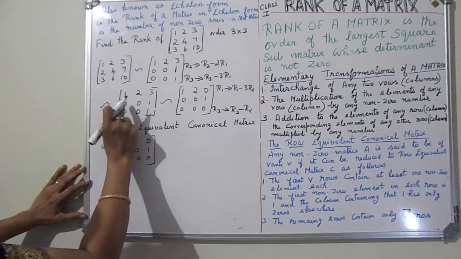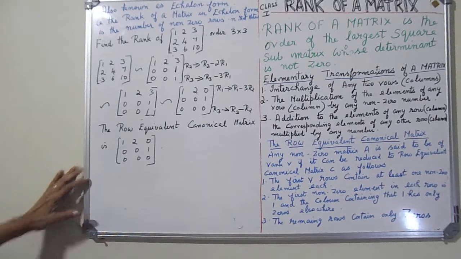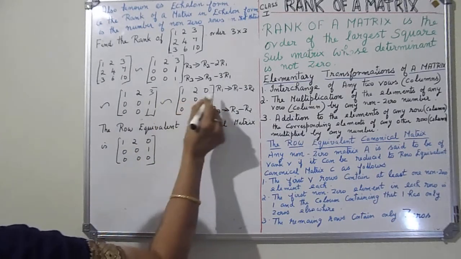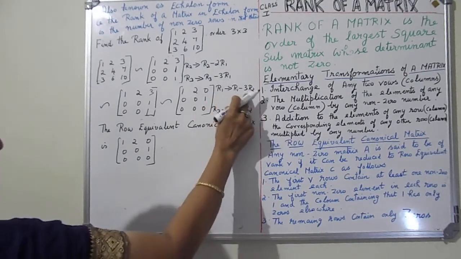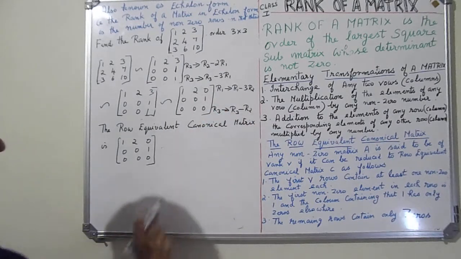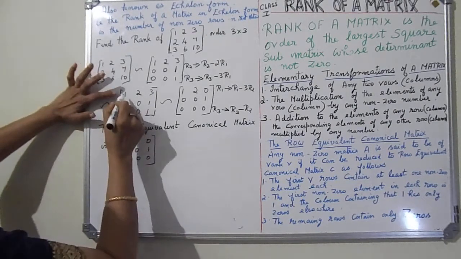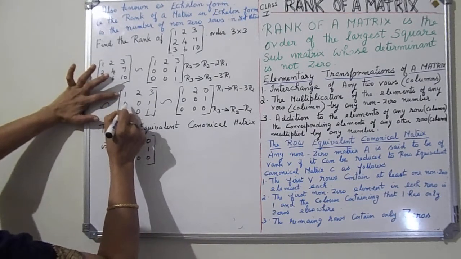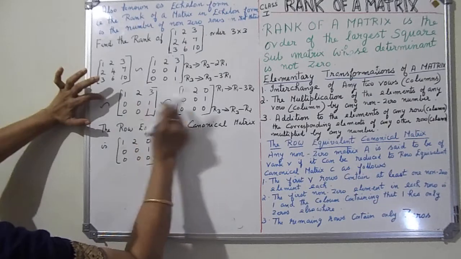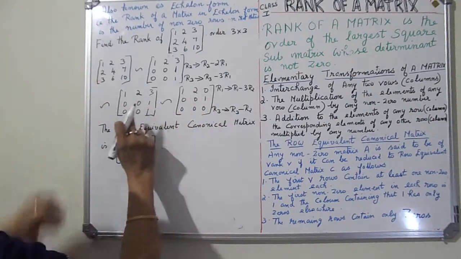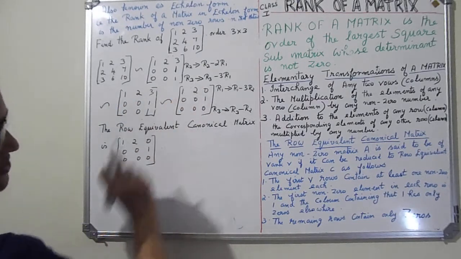I am writing this matrix once more: 1, 2, 3, 0, 0, 1, 0, 0, 1. Now what is the operation? I am performing an operation on the first row. R1 is transformed as R1 minus 3R2. That is 1 minus 3 into 0, again 1. 2 minus 3 into 0, again 2. 3 minus 3 into 1, this element will become 0. Therefore, the first row 1, 2, 3 is transformed as 1, 2, 0.